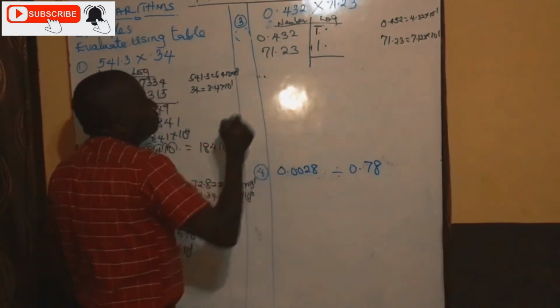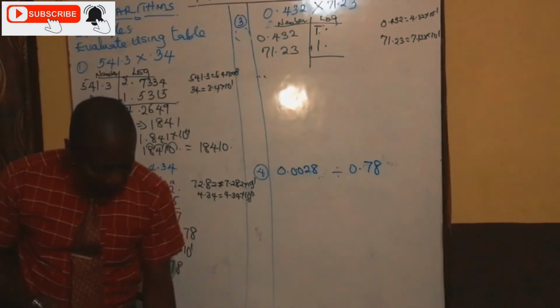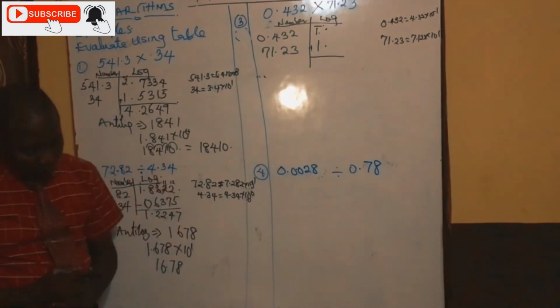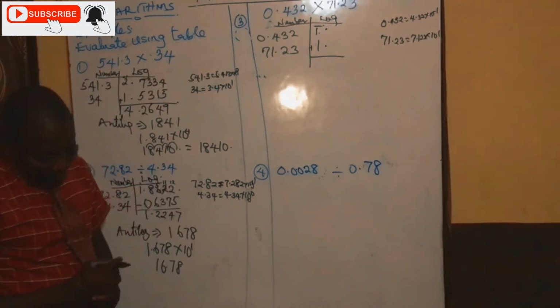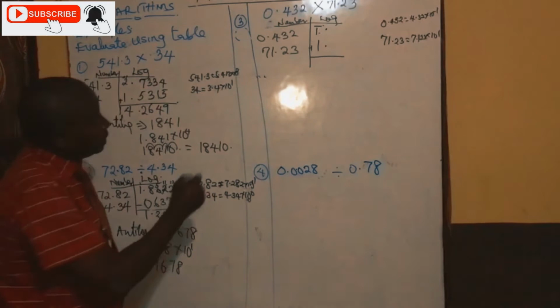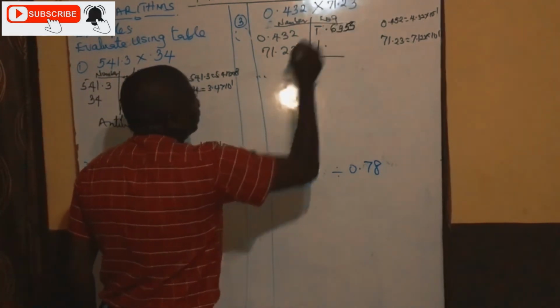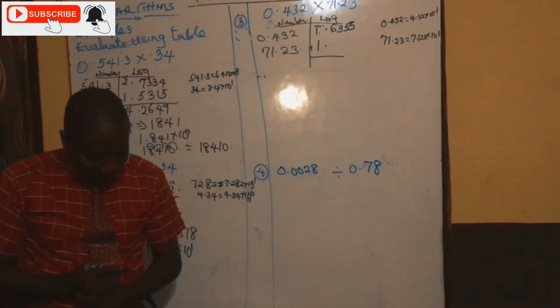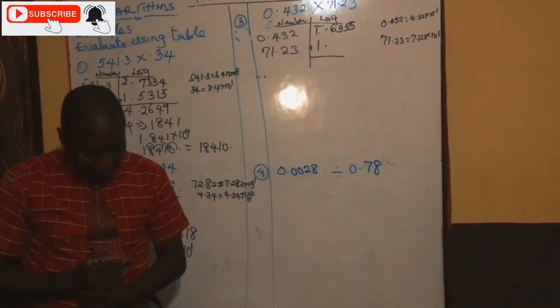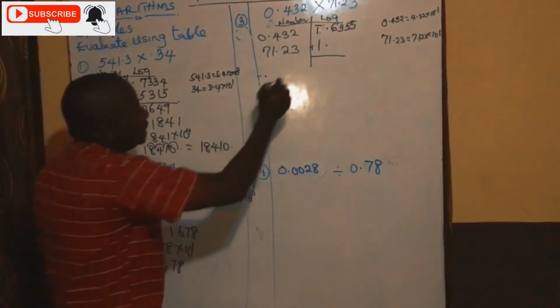So what is 43 under 2? We check the four-figure table. 43 under 2 is 6355. And 71 under 2, difference 3. 71 under 2 is 8527.